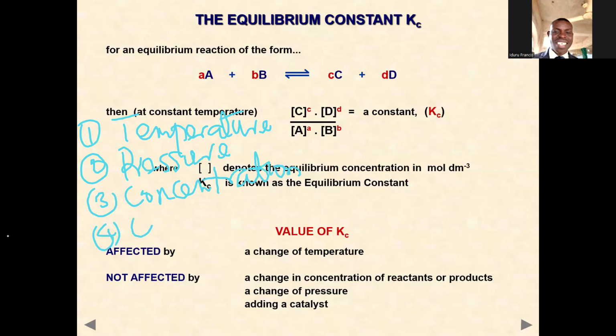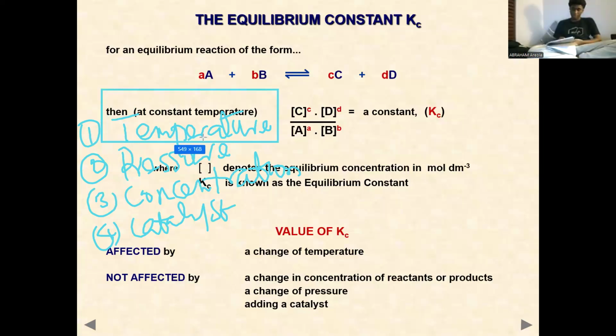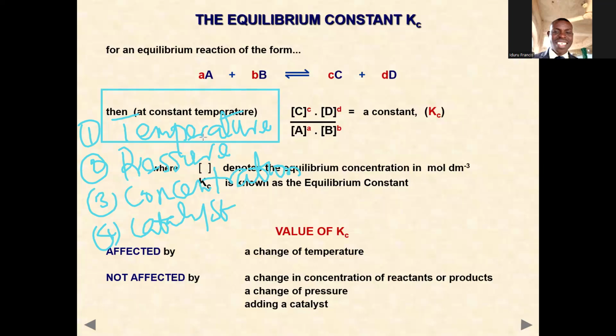Concentration. Number 4, catalyst. Out of these 4 factors, only one affects the value of the equilibrium constant Kc. Only one, and the only one that can affect it is temperature. If you change the temperature, you change the value of Kc. But change in pressure, change in concentration, and catalyst do not affect the value of Kc. It's only temperature that can change the value of Kc. So temperature, concentration change, pressure change, catalyst change has no effect on the value of Kc. So you must take that in your question.